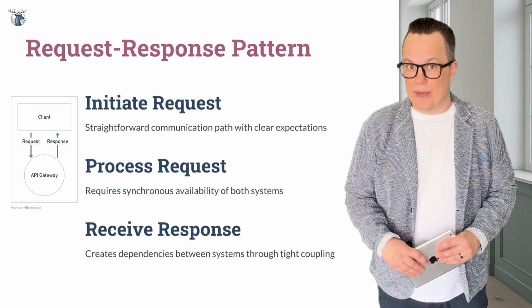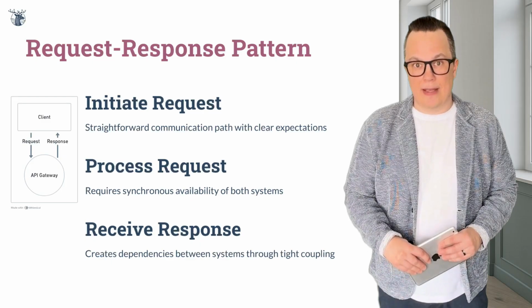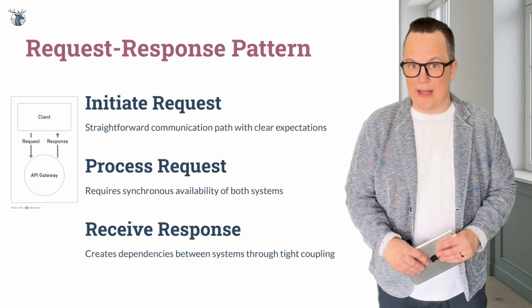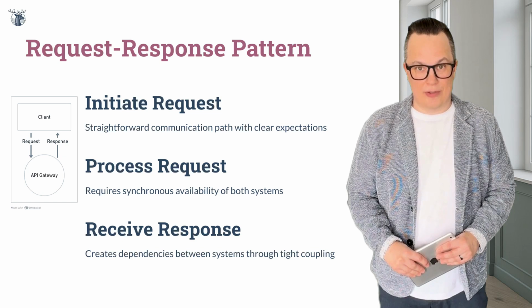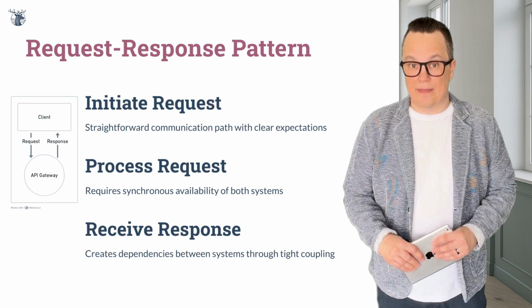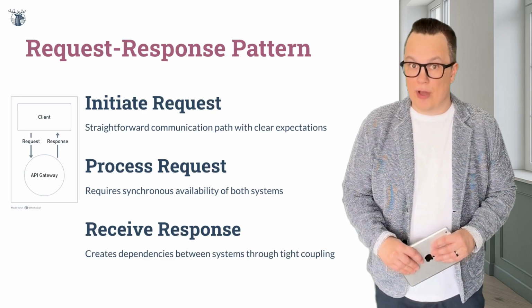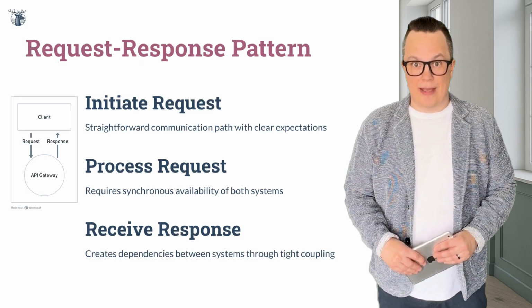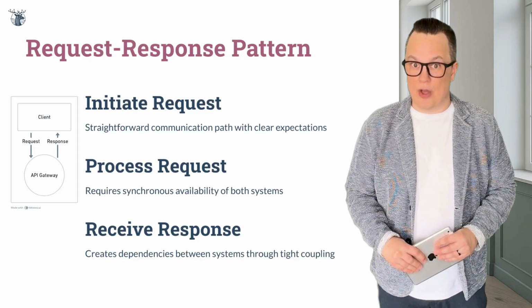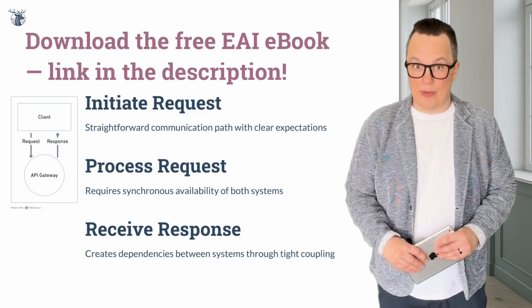First, both sides have to be available at the same time. If the back-end is slow or down, the front-end just waits or fails. Second, request response creates a tight connection between sender and receiver. They depend on each other. If the response format changes, it can break the client. So while this model works well for simple and direct interactions, it doesn't scale well for complex systems with many moving parts. It also puts pressure on availability and performance.